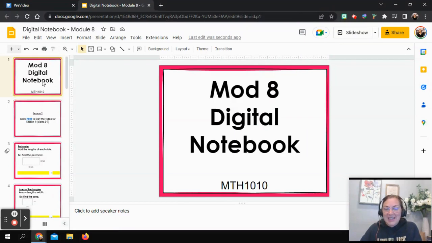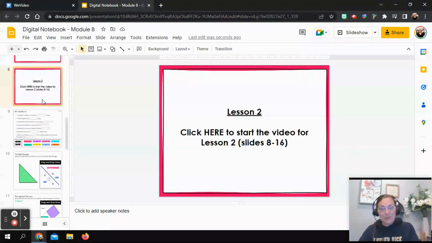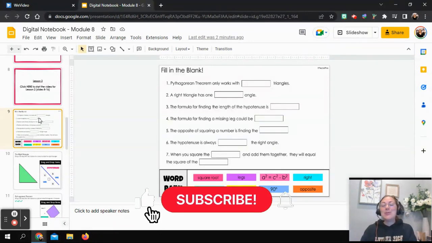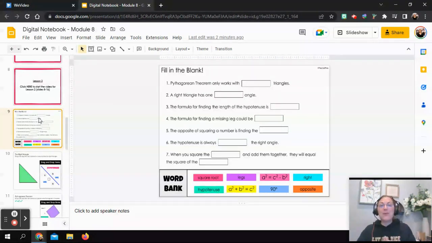So let's jump into our digital notebook. Lesson 2 begins on slide number 8, but we also want to go ahead and go to slide number 9. One of the best ways to use this video and this digital notebook is to press pause and see how many of these words and phrases you know and can put in the right location. If at any point during the lesson you want to pause the video and try it on your own, I think that's a great idea. You can always press play and see how you did with the video. So let's jump into these.